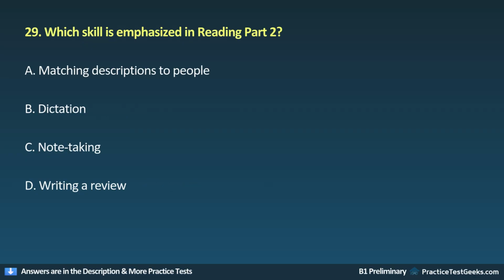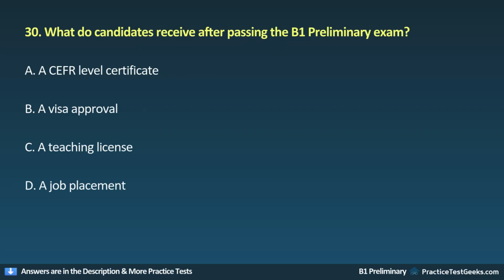29. Which skill is emphasized in reading Part 2? A. Matching descriptions to people. B. Dictation. C. Note-taking. D. Writing a review.